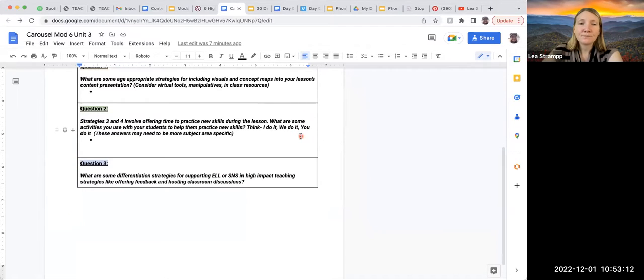Question 2, strategies 3 and 4 involve offering time to practice new skills during the lesson. What are some activities you use with your students to help them practice new skills? How do you use the I do it, we do it, you do it release of responsibility? Again, this one can reflect on the subject area and the grade that you teach.